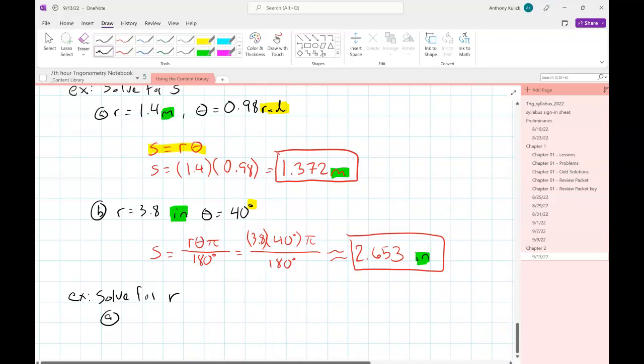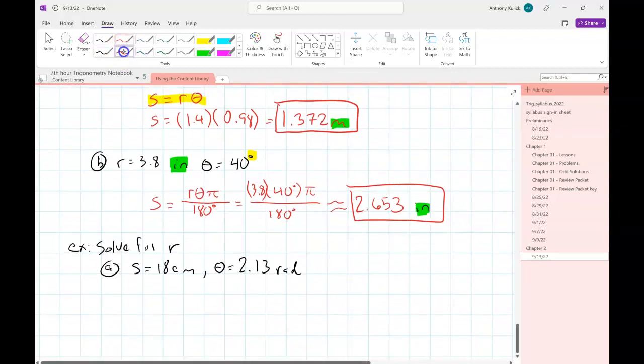What if we alter the problem a little bit? And instead of giving you r and theta, we give you s and theta and ask you to solve for r. Oh no! It's so much harder. It's not any harder. We start the same way.